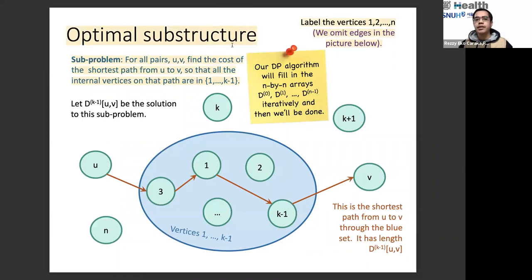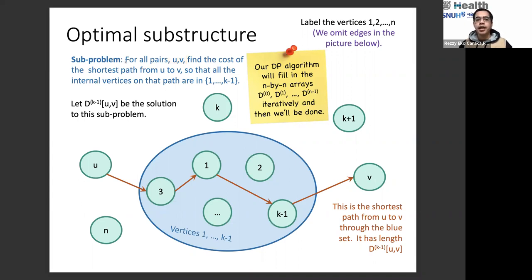For example, it's about the optimal substructure. The subproblem is for all pairs U and V. So we have the U and V here. If you want to minimize the cost, we have to cut off every location which is not necessary. That's why we can find another example, another combination or another choice, to get the best way, the shortest way from U to V.